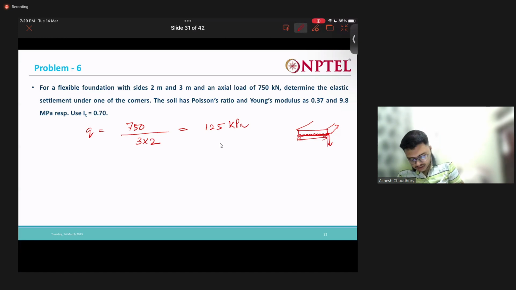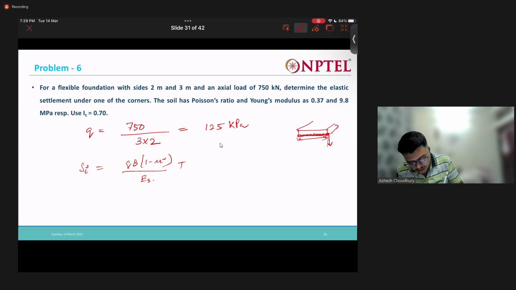Okay, so actually the immediate settlement or the elastic settlement is given by this relation: q B (1 minus mu squared) over Es into I_t. So this I_t influence factor actually changes depending on where you want to find out the settlement.